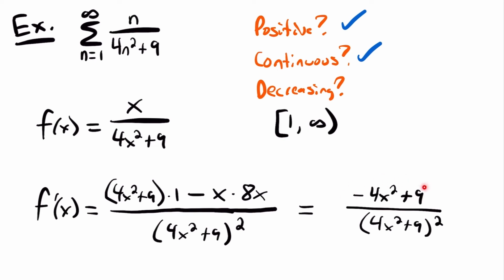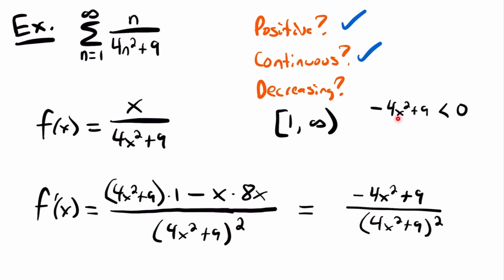And so this is a little bit tricky. It's not entirely clear what values of x will keep this numerator negative. So what we will do is look at the numerator, negative 4x squared plus 9, and see what values of x would make that expression less than 0. In other words, what values of x make this expression negative.